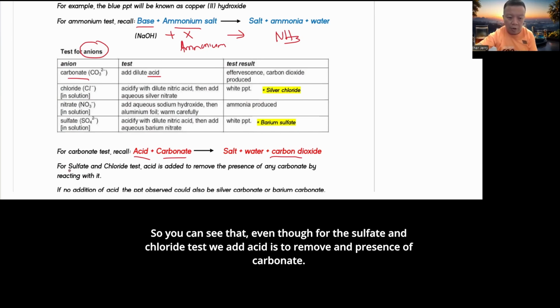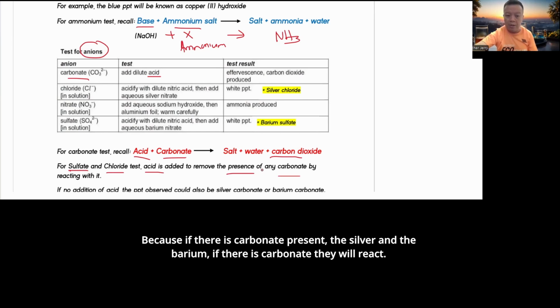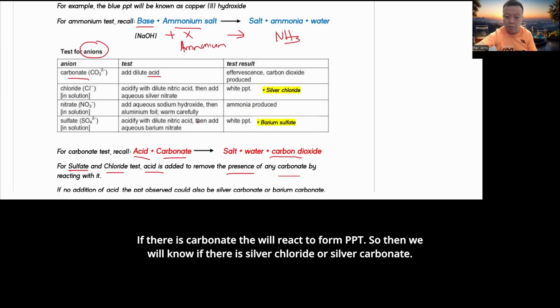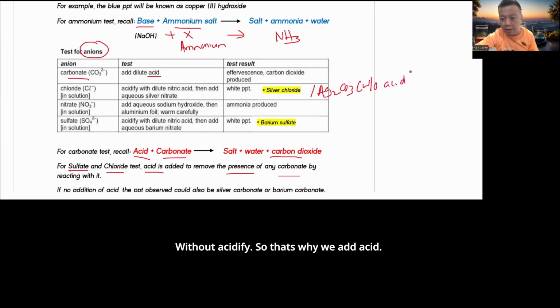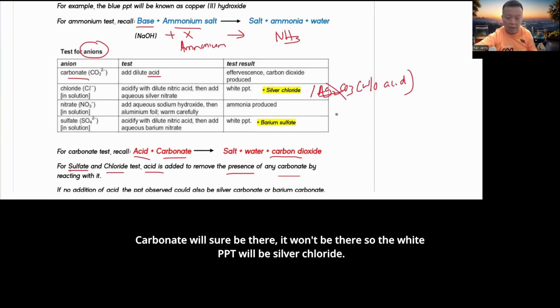So you can see that in the sulfate and the chloride tests, we add acid to remove any presence of carbonates. Because if there's carbonate present, the silver and the barium will also react and form a precipitate. Then we will not know whether it is silver chloride or silver carbonate. Without acid added, without acidifying, it can be silver carbonate as well. So if we add acid, carbonate won't be there, because carbonate will react. It will not exist as a precipitate. So the white precipitate must be silver chloride.